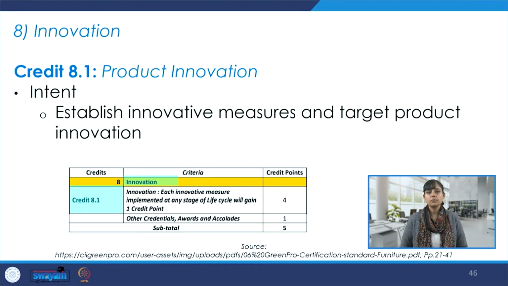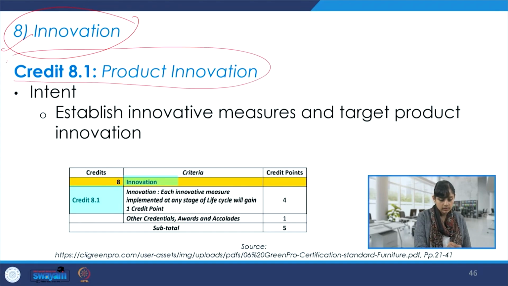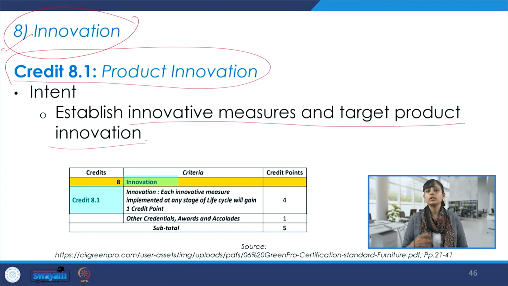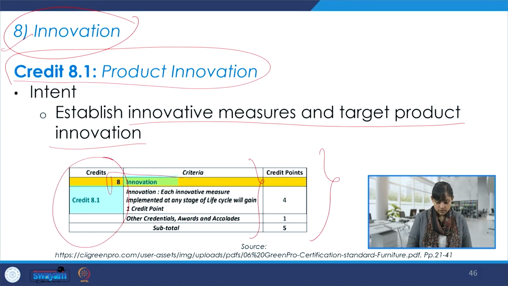Now we are talking about point number 8, which is innovation. It is very crucial to focus upon. We are in 2025 and we are talking about innovation in every aspect of way of life, the way we think, we design, we produce, we consume. So it's very important to focus on that. Credit 8.1 emphasizes product innovation, and the intent is to establish innovative measures and target product innovation. There are criteria and credit points for innovation.